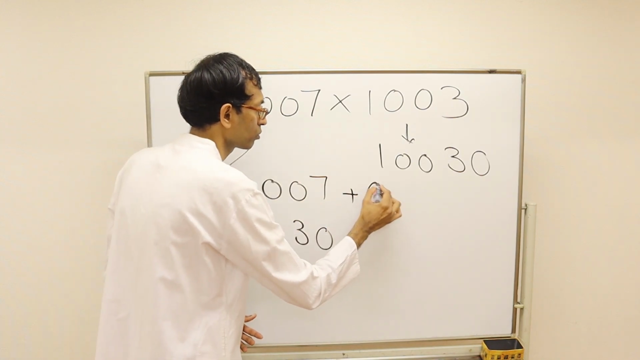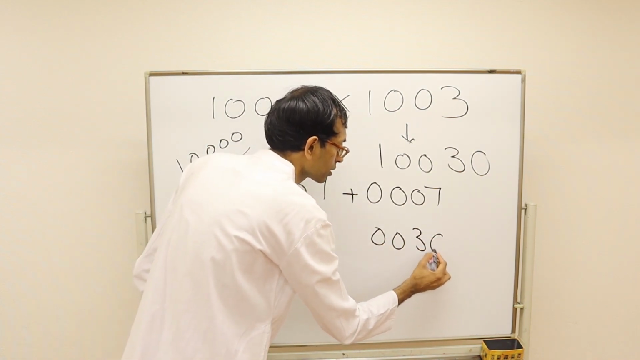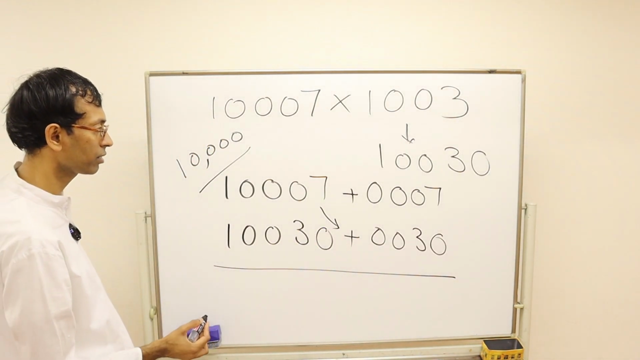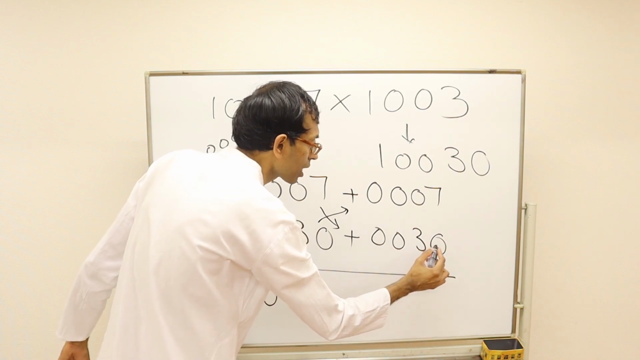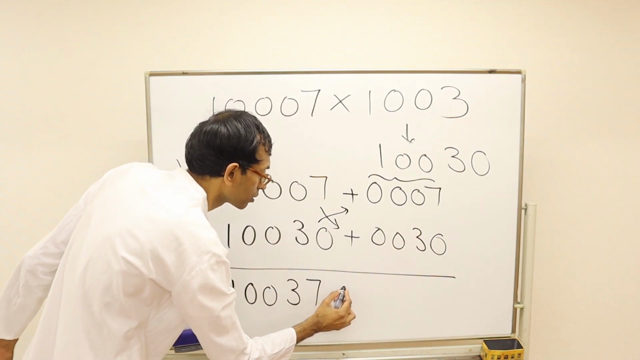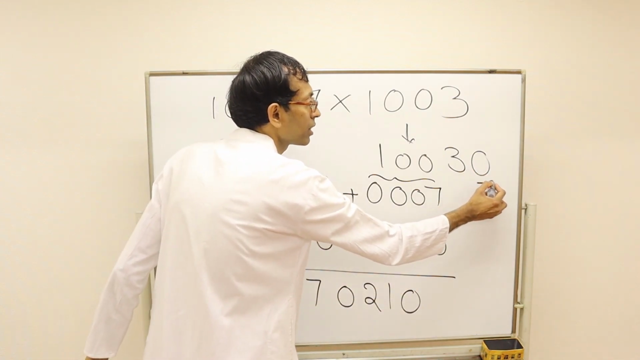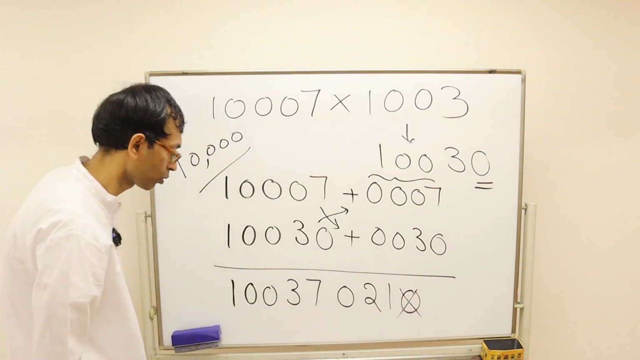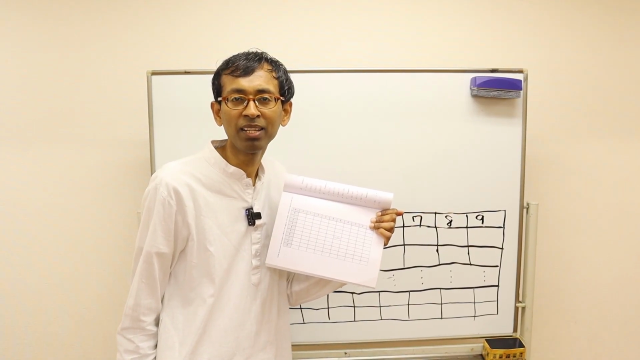So there are 4 zeros here. So 0007. Here this is 0030. Now the first part of the answer is 10037, and then we have 7 times 30 is 210. It has to be a 4-digit answer. So 0210. Because we added a 0 to the question, we take away a 0 from the answer. So the answer is 100370021. Wow.